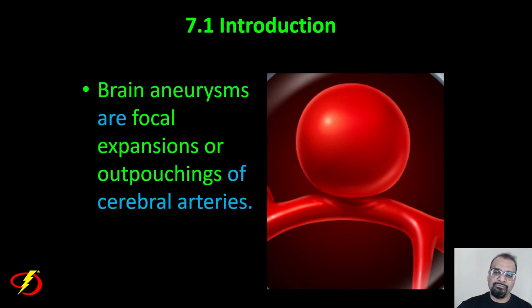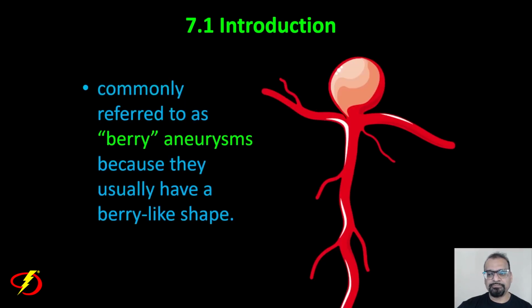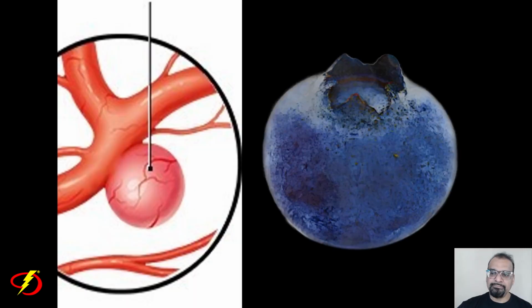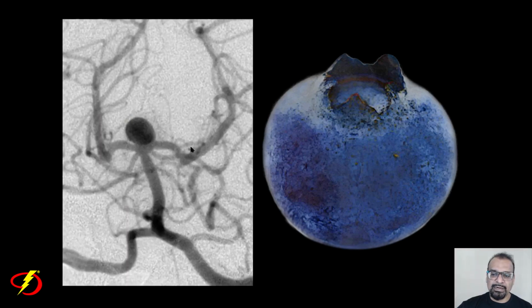So what are brain aneurysms? Brain aneurysms are focal expansions or outpouchings of the cerebral arteries. They're commonly referred to as berry aneurysms because they usually have a berry-like shape. So if you look at this depiction of this aneurysm, it looks like a berry, just like this blueberry. Here's an angiogram of a basilar tip aneurysm, and look at this, it looks just like this blueberry.